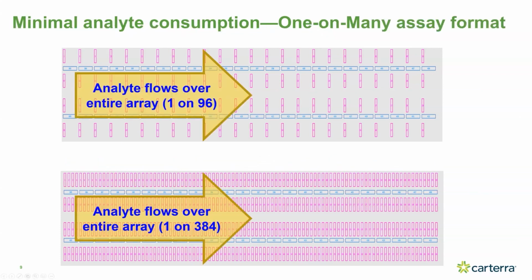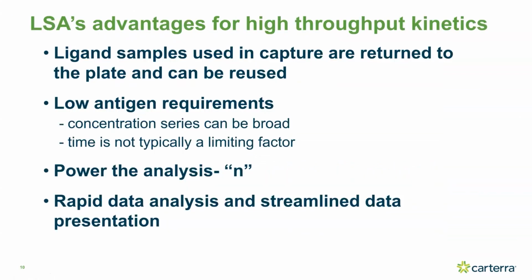And then once the single flow cell docks, you get this flow of one sample over the entire array and collect all 384 active spots of data at the same time. So this layout really has a lot of advantages in terms of running high throughput kinetic analysis. We've touched on a few of them. It requires very little ligand.